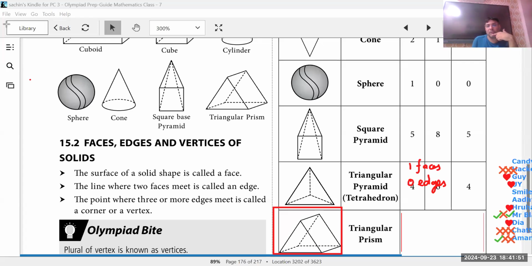Zapman, your edges are wrong. Faces and vertices are correct. So Adya ji, the answer did not come again. Now Chatty and Hacker.